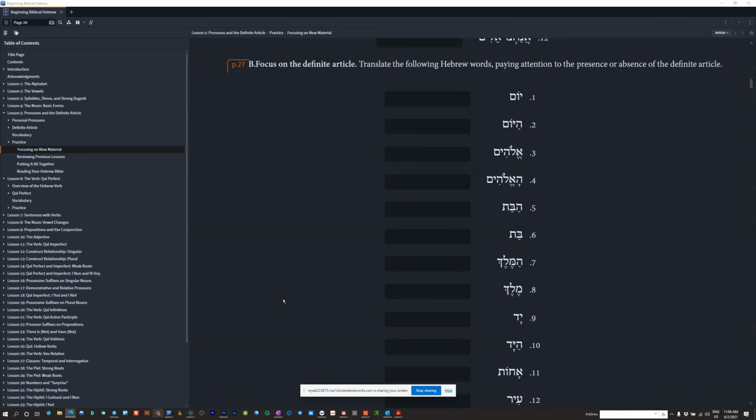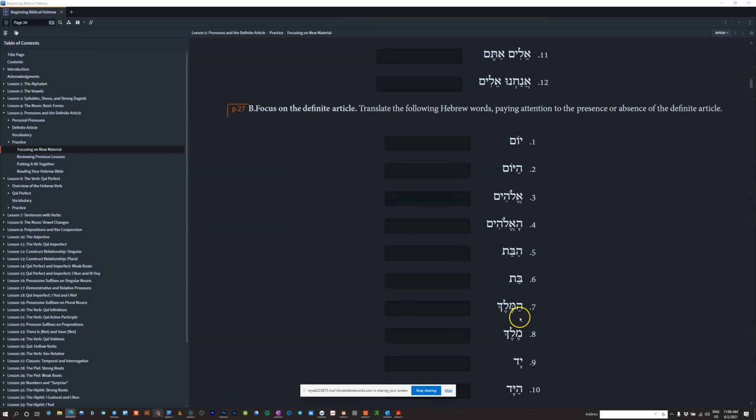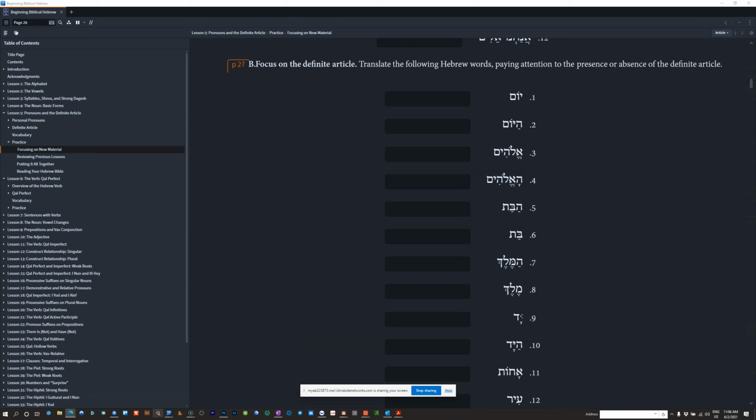Now we'll add in the definite article. Actually, this doesn't have the pronouns. This is just translating the difference between translating with or without the definite article. So number 1, we have yom. Yom is day, or it may be a day. Number 2, we have hayom. Hayom is the day, with the definite article here.